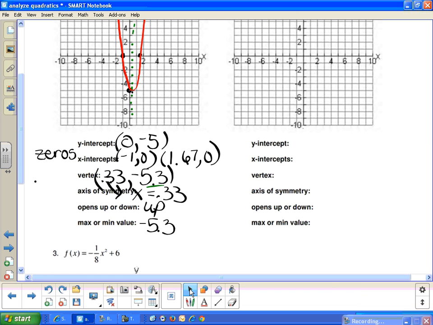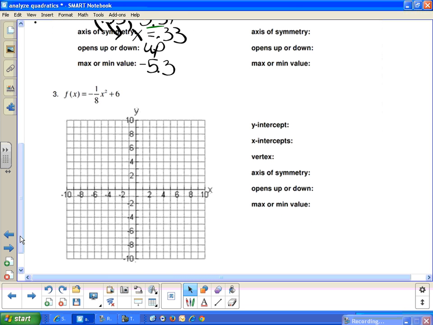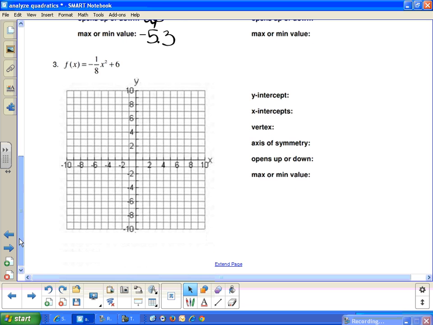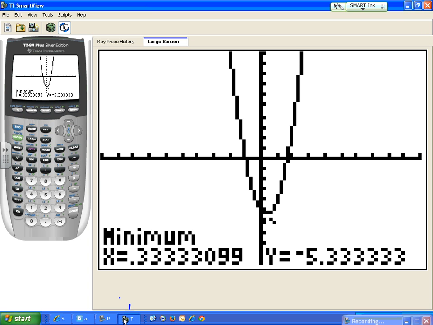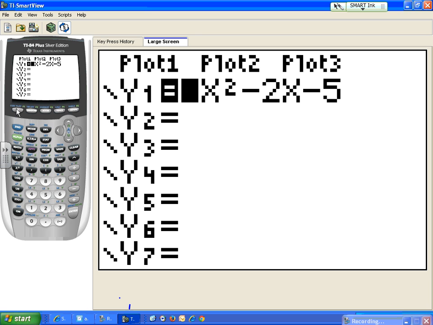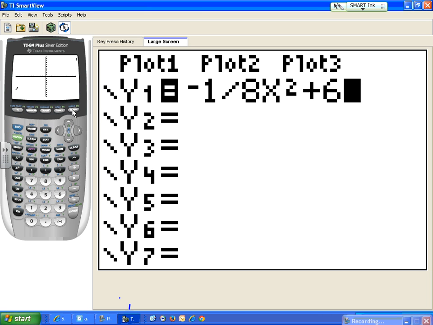Okay, number 2 is going to be similar to that. We're going to wait and work on it in class, but I want to go ahead and look at number 3 because this is going to be going the other direction. So let's go back to our calculator. Go to y equals. We're going to put in negative 1 divided by 8x squared plus 6 and graph.